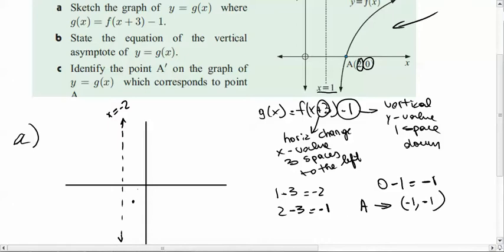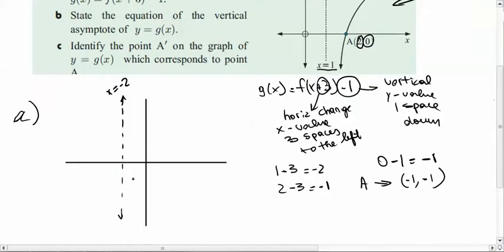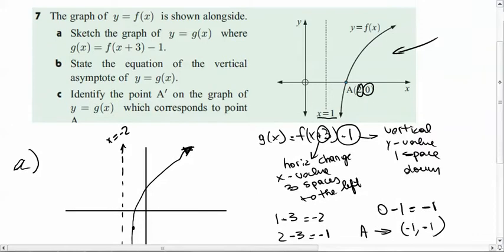Okay, and the curve of the graph is still the same. So we're just gonna draw that in. Okay, so that's how you graph g of x.